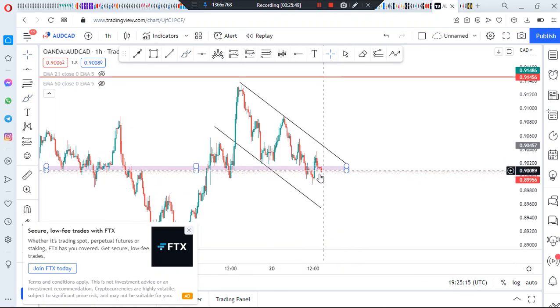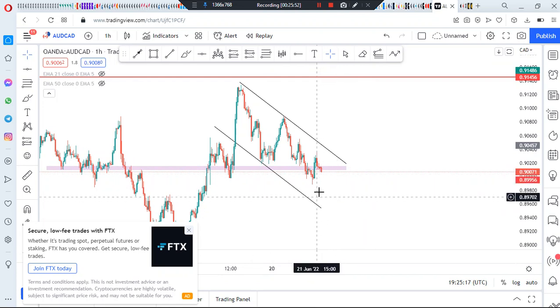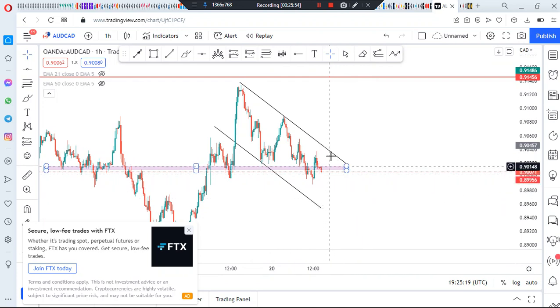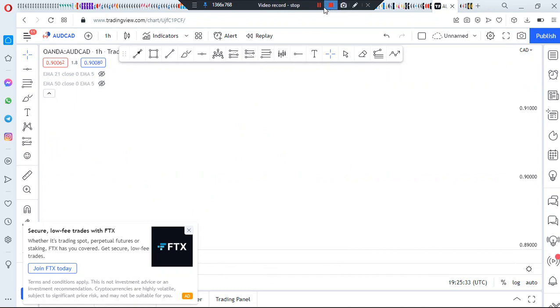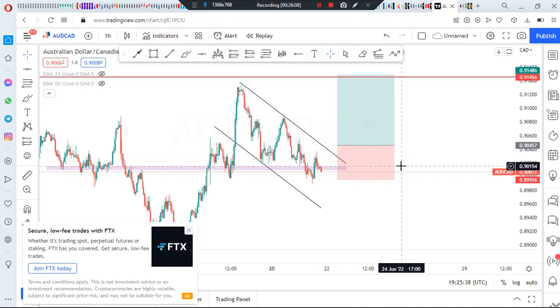We're waiting for it to come down a little bit more, maybe around this area, and it comes up again. Then we can start looking for a buying position. This is going to be our take profit, or our final TP.